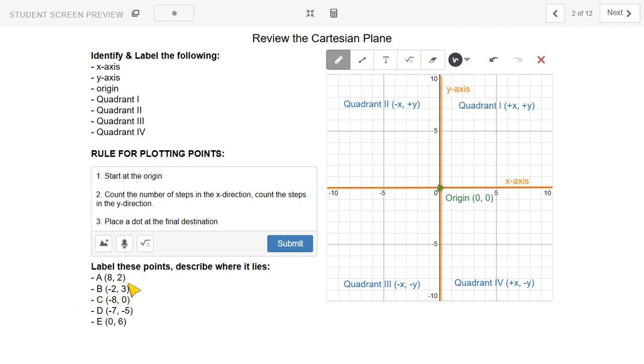8, 2. So I start at the origin. I'm going to go 8 steps in the x-axis. 1, 2, 3, 4, 5, 6, 7, 8. And then I'm going to go up by 2 units. 1, 2. And this is where we finally land. Let me label that. We have the point A at 8 and 2.